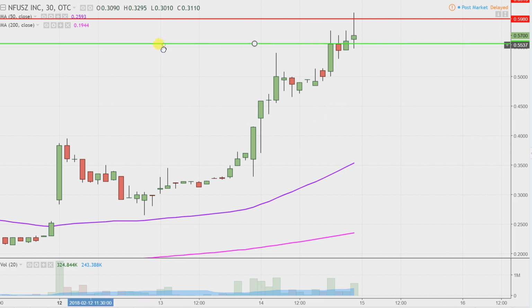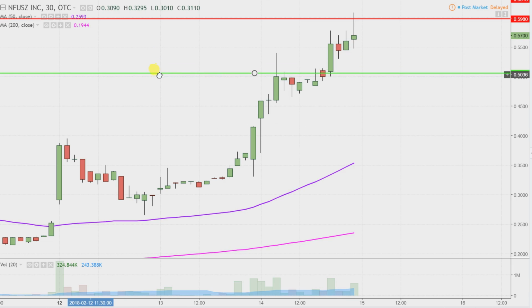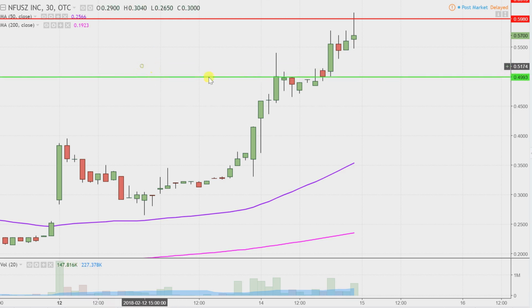First area of support to keep an eye on, and this is what I would definitely call the ideal level. If you say, hey, what would make this chart look the absolute strongest? If the price can stay above 50 cents going forward, that would be a huge sign of power.